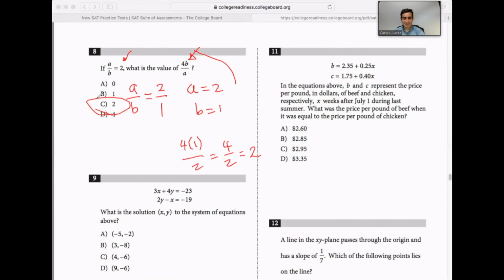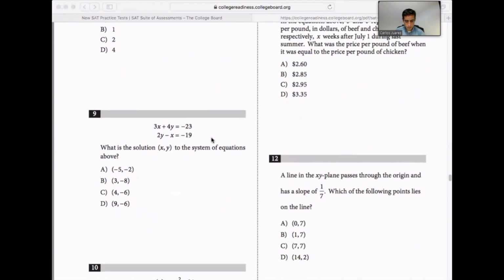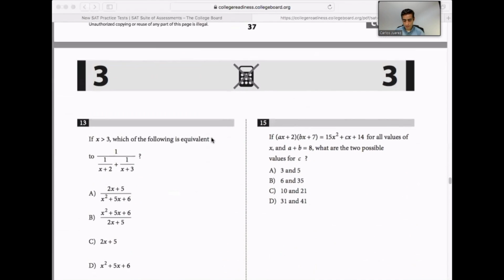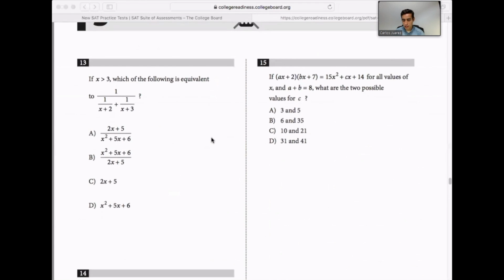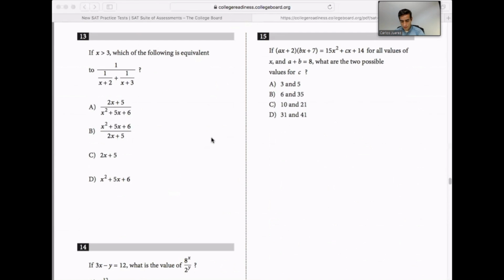Easy? Wonderful. Let's find you just another one, a third question where we can show you how to tackle the SAT correctly. Look at that. Question 13 is another great question. Wonderful. All right. So, if x is greater than 3, which of the following is equivalent to, and then we have a monster here, right? A lot of people will be afraid to death over these type of questions. So what are we going to do?